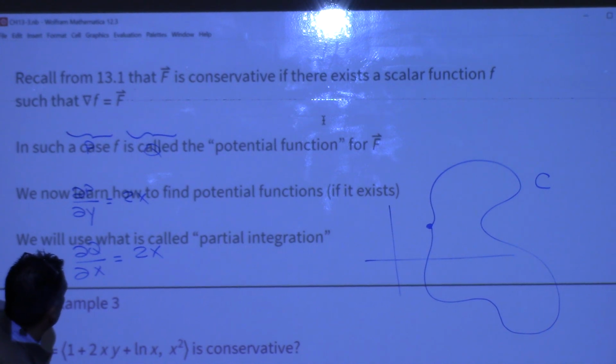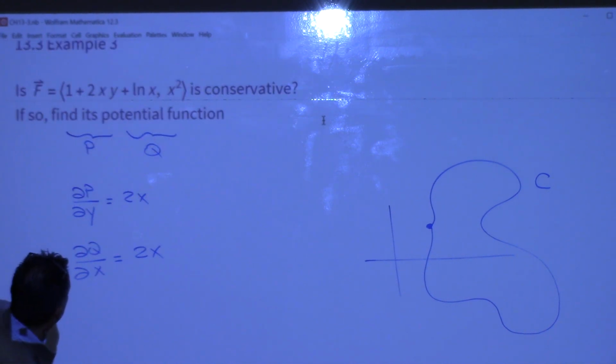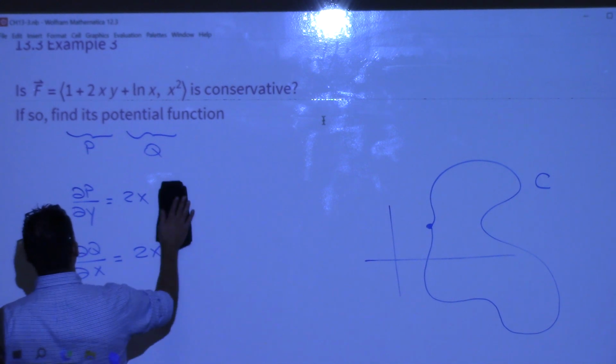So this is just recalling a definition. Let me get to this. I just want to do this example.